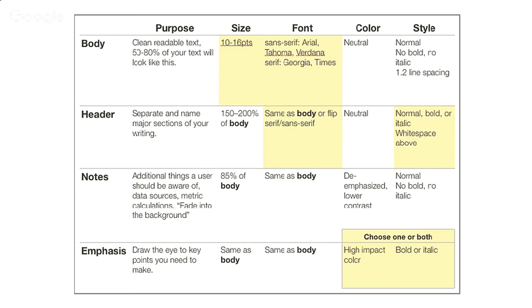Body text can be either sans serif or serif. Popular choices include Arial, Tahoma, Verdana for sans serif, and serif, Georgia or Times New Roman. It shouldn't be bold, it shouldn't be italic, and it should be well spaced. Headers should always be distinctively bigger than the body text, and it suggests 150 to 200%. However, on a dashboard, you're probably limited to the amount of space you want to devote to titles or headers, so you might reduce that percentage a little bit.